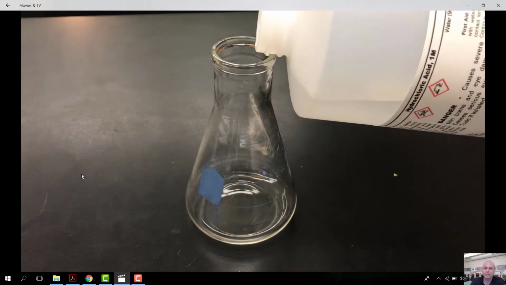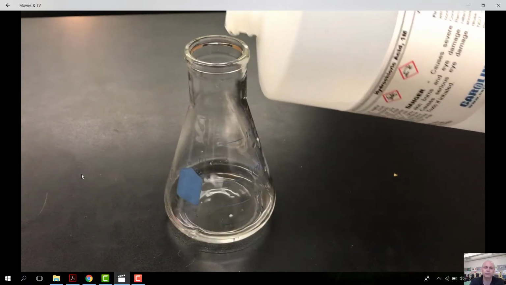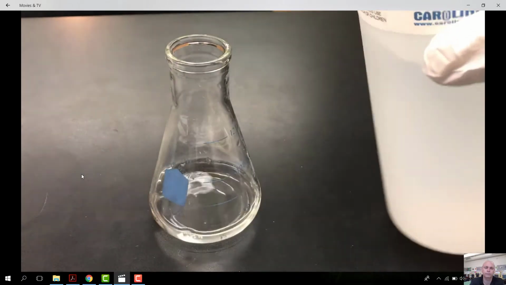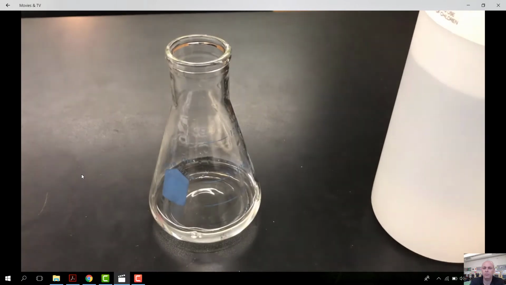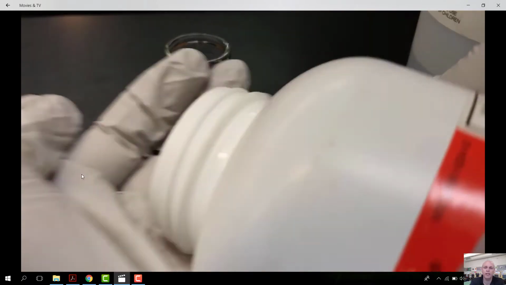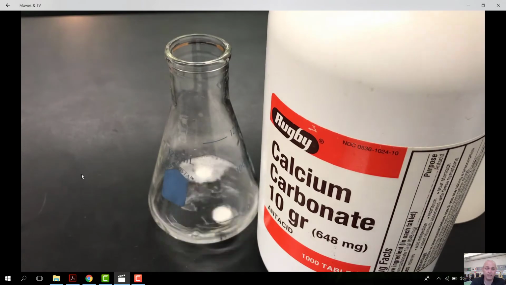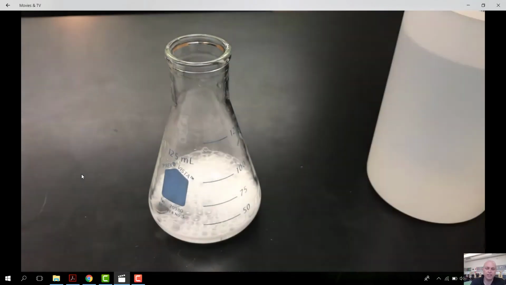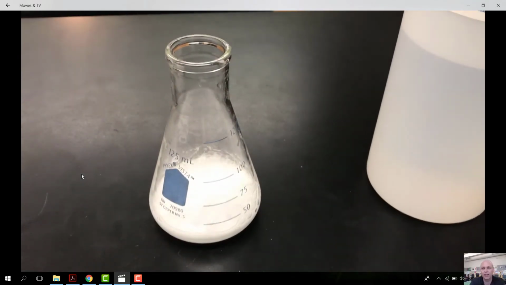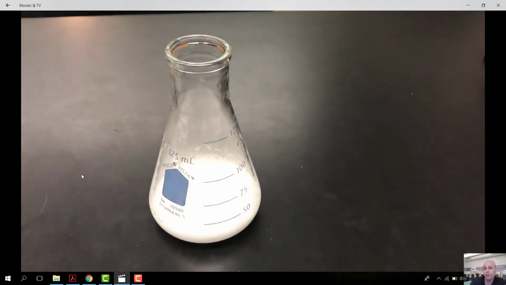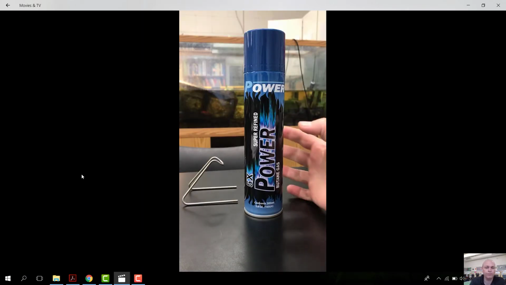Next video, I'm pouring some hydrochloric acid into a flask. And then I'm going to put calcium carbonate, 4 tablets of calcium carbonate, into the flask with the hydrochloric acid. You can see there's a reaction taking place there, lots of bubbling, lots of fizzing. And the same thing, is this chemical or physical? Which change are the calcium carbonate pills going through?